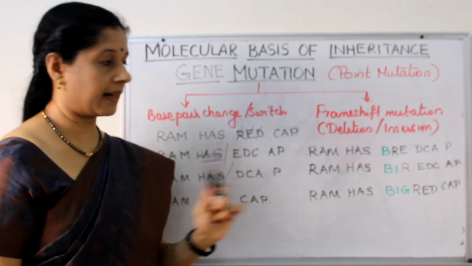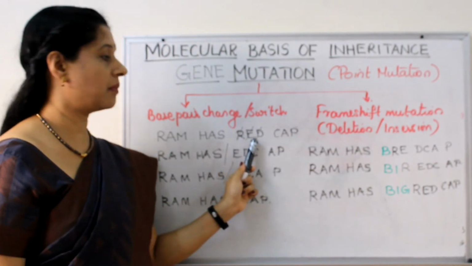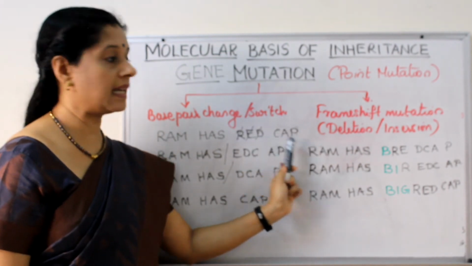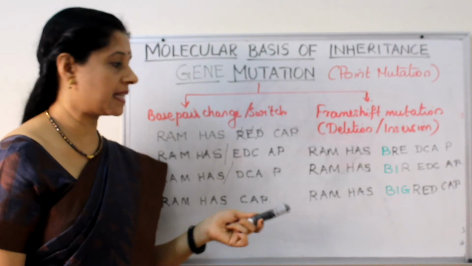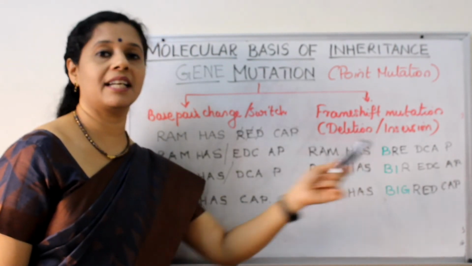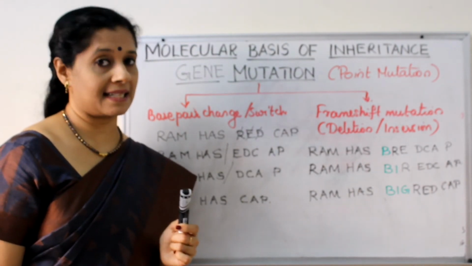Now 2 letters are added. Ram has BI. Then we have to take only 1 R here because these 2 will be pushed to the next one. So it will go EDC, joined with C, then AP. Again no sense. Ram has, 3 letters we added, BIG, RED CAP. Big red cap Ram has. Very good, it makes sense again.